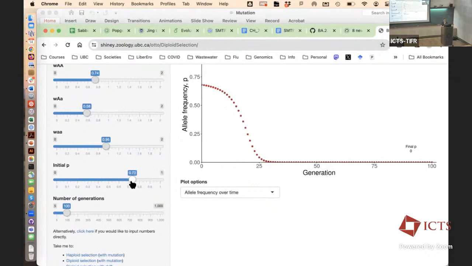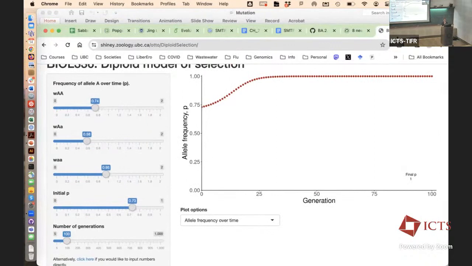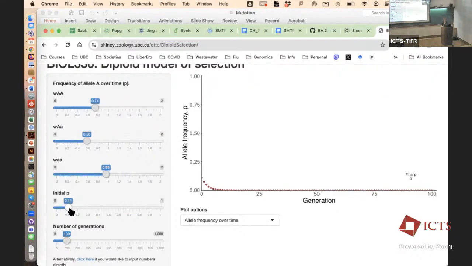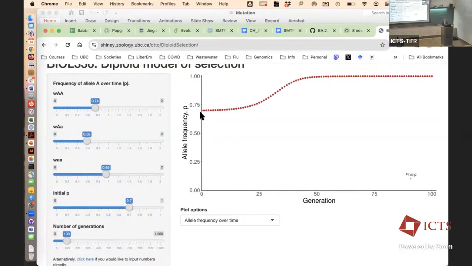And up a bit, and up a bit. And up a bit. Okay, what had just happened? If I started at a low frequency, it goes down. If I started at a high enough frequency, it goes up. And right in the middle is another equilibrium. It actually satisfies the same equation. And that equilibrium is a repelling point in this case. Allele frequency goes up or down depending on where it starts relative to that repelling point.